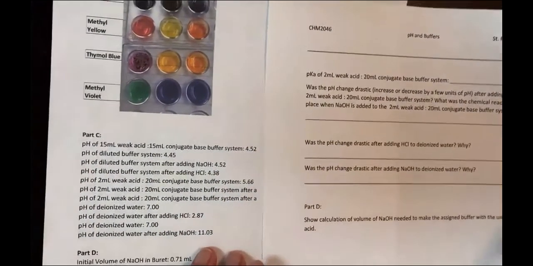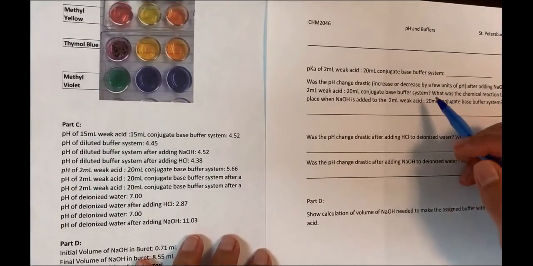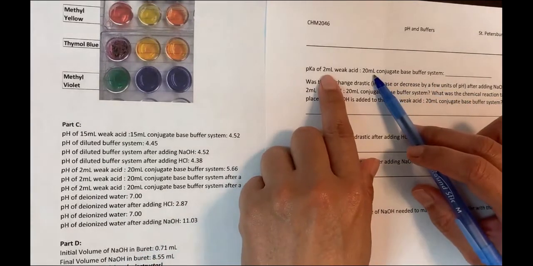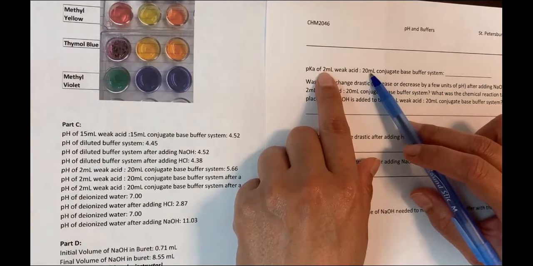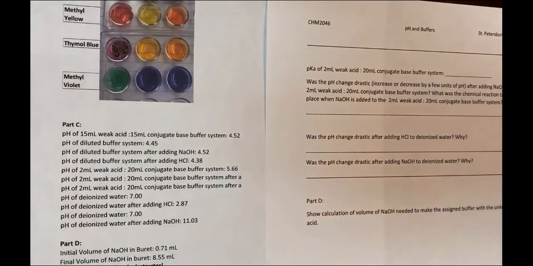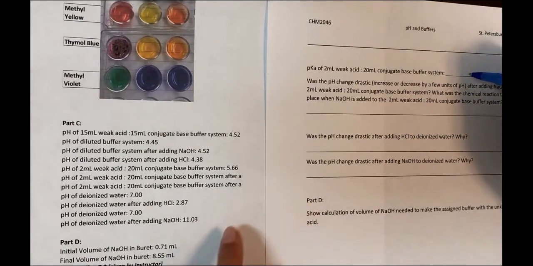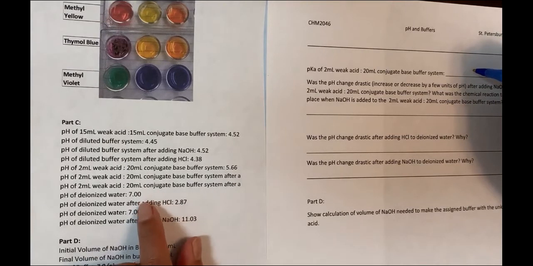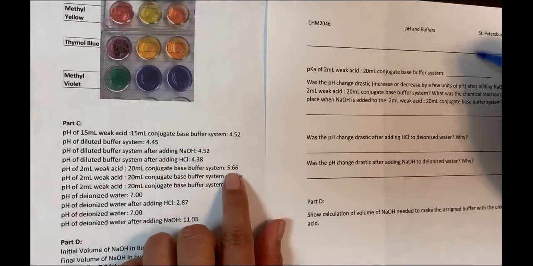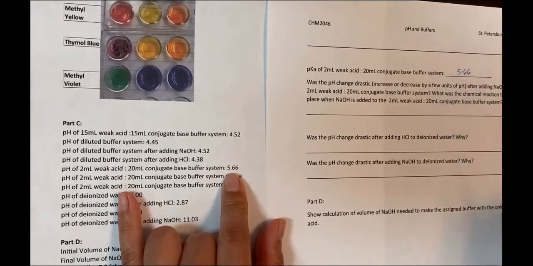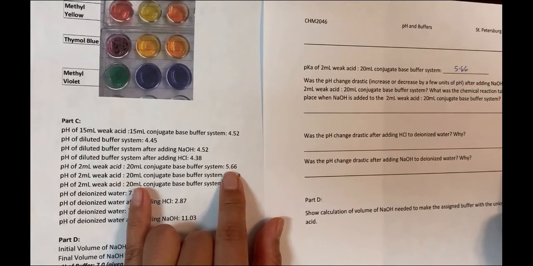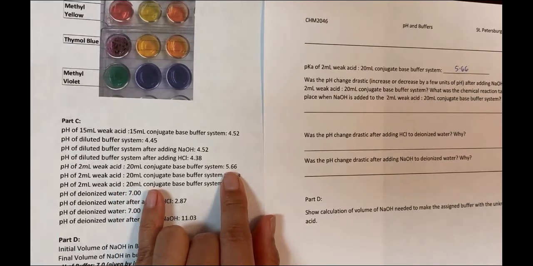Okay, so let's go to the next page here. The next page says, here's a different buffer now. This buffer is not a good buffer because it's not 1-to-1, it's like 1 to 10. So when you have a 1 to 10, what happens here is going to be basically the pH of the buffer. Let's see, this is 5.66.